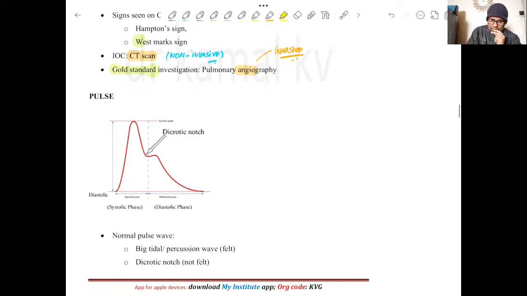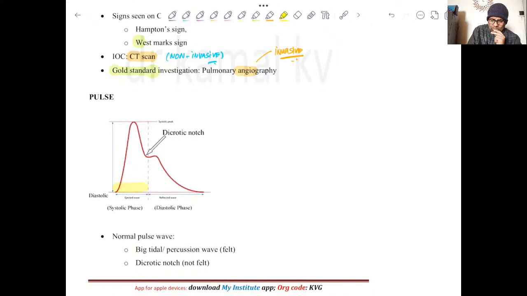Now here, this is all systole part, and this is all diastole. Clear? When we palpate a pulse, we will feel one peak here, and that is the percussion wave or tidal wave. So this is the percussion or tidal wave, which is usually felt whenever we feel the pulse, right? Then there is a notch, and that is known as the dicrotic notch.